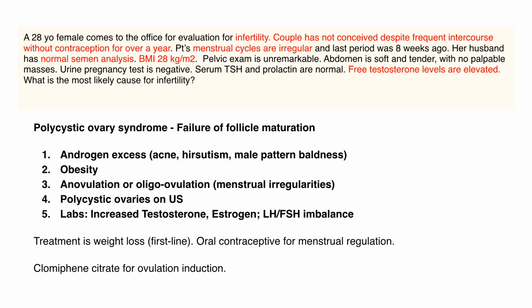So now we have a 28-year-old female that comes to the office for evaluation for infertility. The couple has not conceived despite frequent intercourse without contraception for over a year. Patient's menstrual cycles are irregular, and her last menstrual period was 8 weeks ago. Her husband has normal semen analysis. BMI is 28. Pelvic exam is unremarkable.